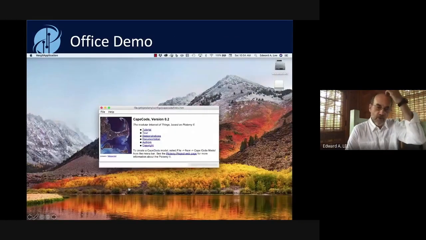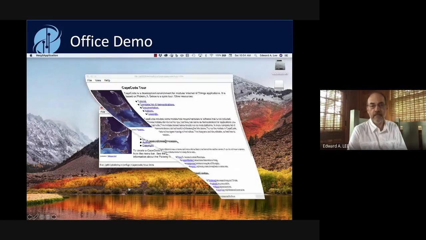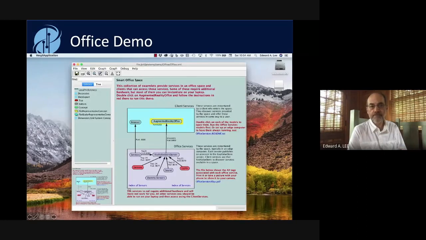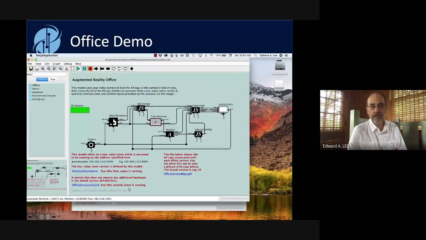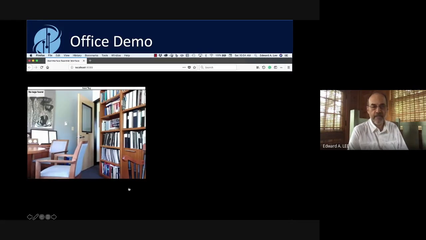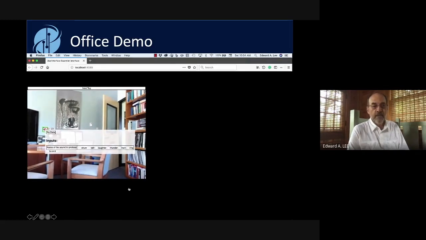This is a video of a demo of this system that is conducted in my office using this spin-off from Ptolemy that we called Cape Code. It's called an augmented reality office. This just showed the Ptolemy model that's running. And now the video camera image, that's my office, which I haven't been to in several months now. The component just recognized a tag on the screen, which represents a service in the office. And the service is an audio service.